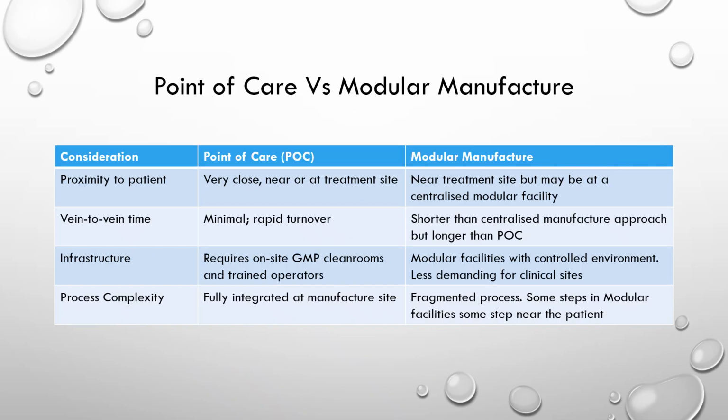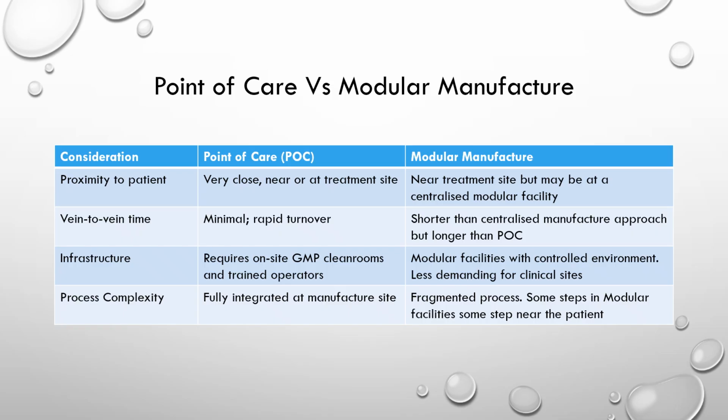Right, so what's the difference between the two? What are the advantages and disadvantages? How do they compare against one another? Point of care versus modular manufacture, with regards to proximity to patients. Point of care is very close or near to the treatment site, or maybe even at the treatment site, whereas modular manufacture may be near the treatment site, but not necessarily at it, and it's usually centralized modular facilities.